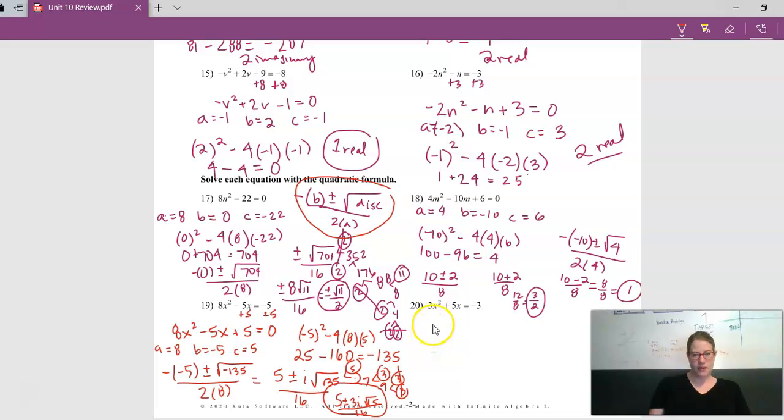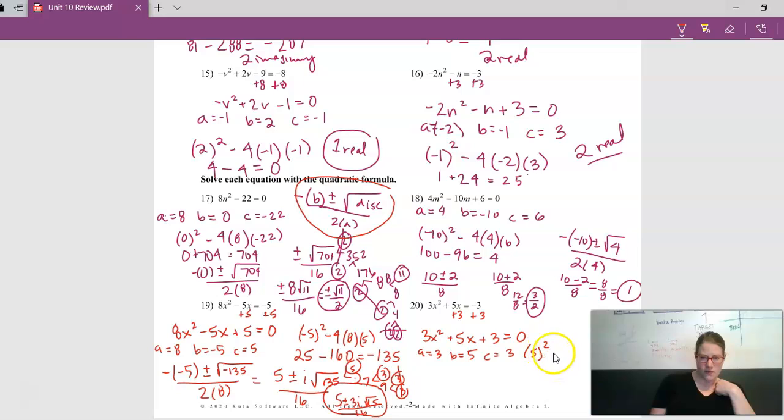All right, last one, number 20. Again, we have to get it in standard form before we begin, so we add 3 to both sides. 3x squared plus 5x plus 3 equals 0. A is 3, b is 5, and c is 3. The discriminant would be b squared, which is 25, minus 4 times a times c. So 25 minus 9 times 4, 36, which gives me a negative 11.